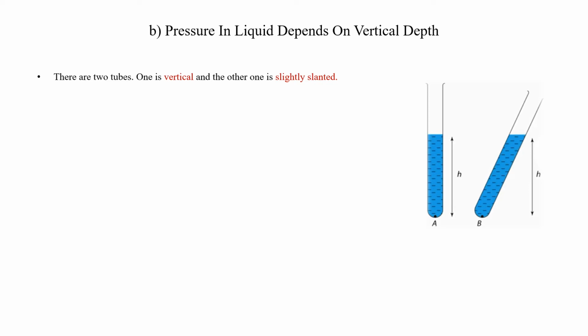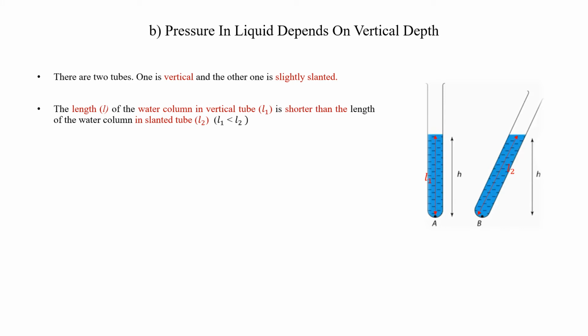Pressure in liquid depends on vertical depth. There are two tubes. One is vertical and the other one is slightly slanted. So, these are two tubes with the same height of water, which is the h, actually the depth. Then, this is the length of water column. We label it as L1 and this L2.